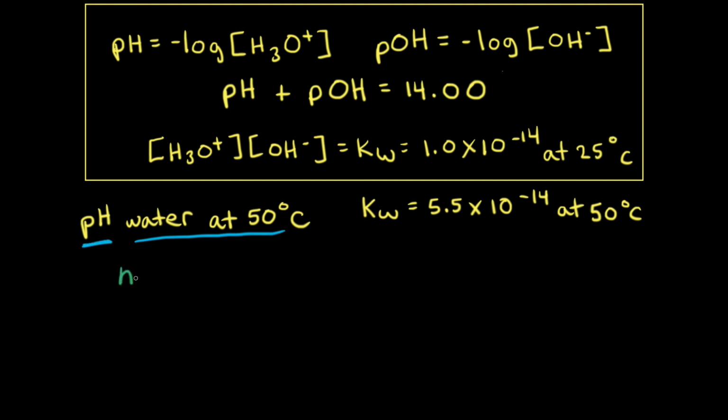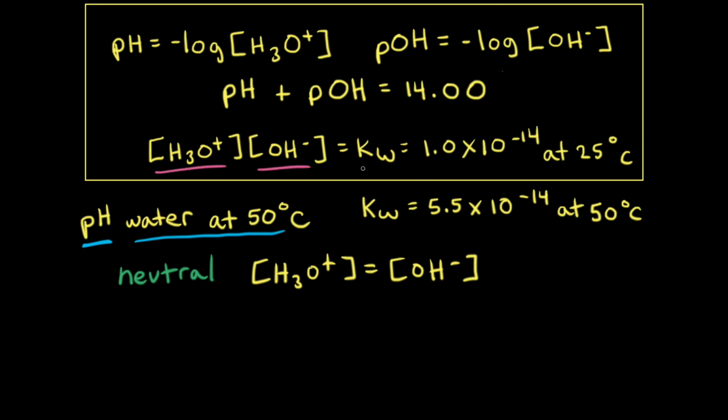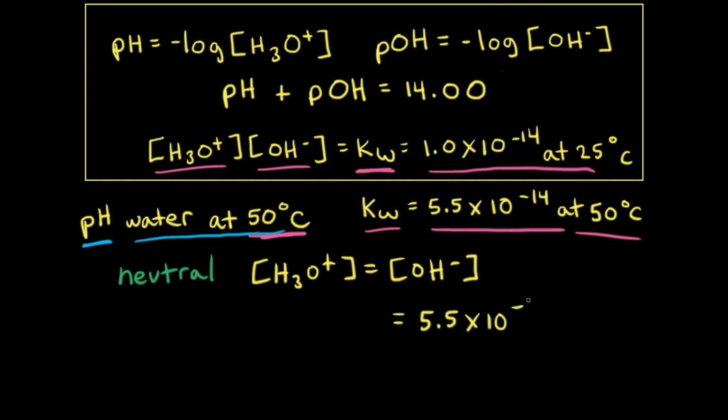Pure water is a neutral substance, which means the concentration of hydronium ions, H₃O+, is equal to the concentration of hydroxide ions, OH-. Right now, we don't know what those concentrations are, but we know that the concentration of hydronium ions times the concentration of hydroxide ions is equal to Kw. However, we have to be careful because Kw is only equal to 1.0 times 10 to the negative 14th at 25 degrees Celsius. And at 50 degrees Celsius, Kw is equal to 5.5 times 10 to the negative 14th.